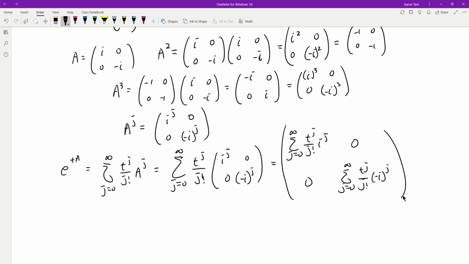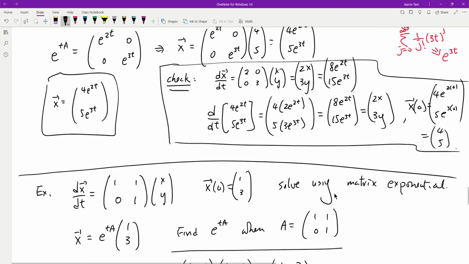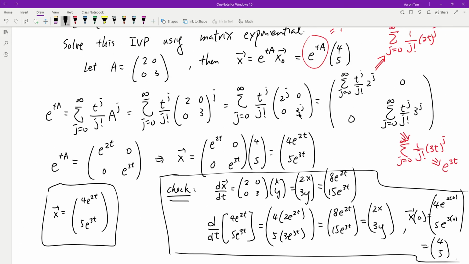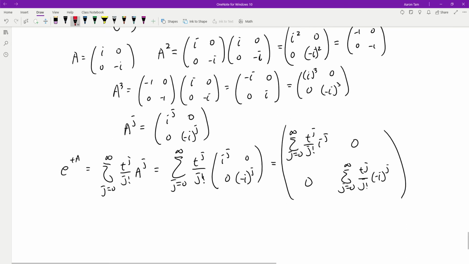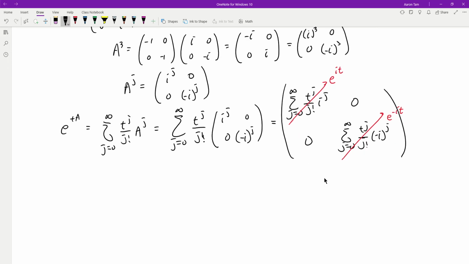Now, take a wild guess as to what these two things come up with, based on what you see in this example. Notice that when you have 2 to the j and 3 to the j, when you form this summation, it actually turns into e to the 2t and e to the 3t. So it shouldn't come as a surprise that this thing right here converges to e to the it, and this right here converts into e to the negative it. And yes, they form a conjugate pair, as they should with complex values here.